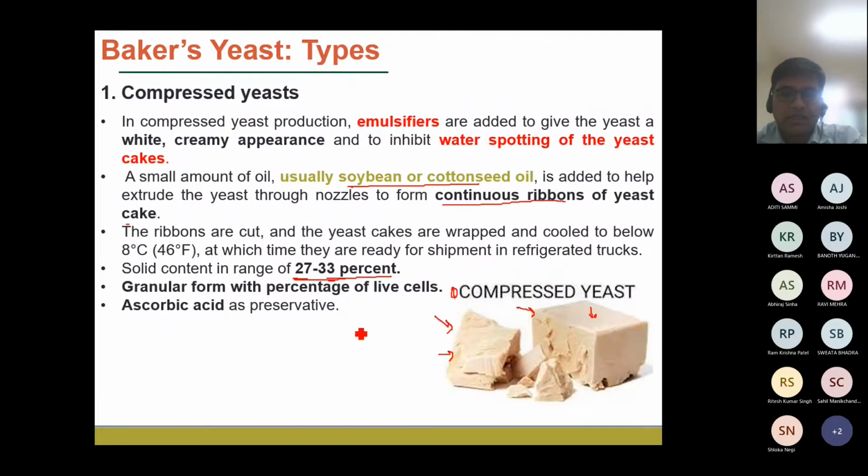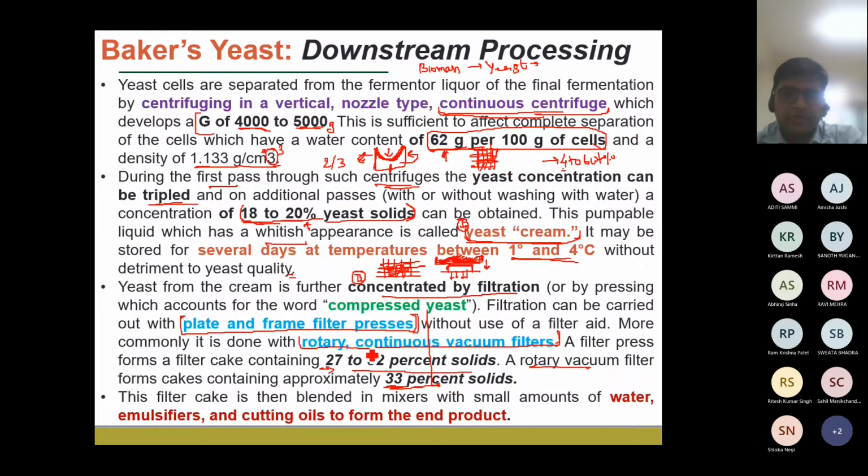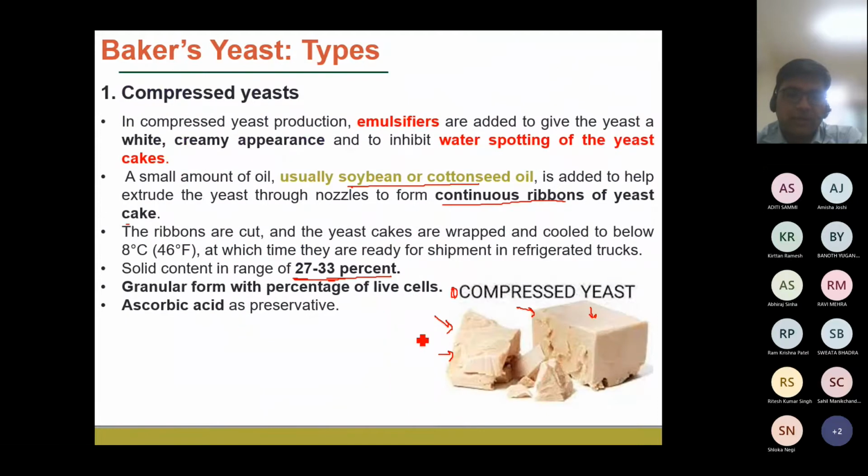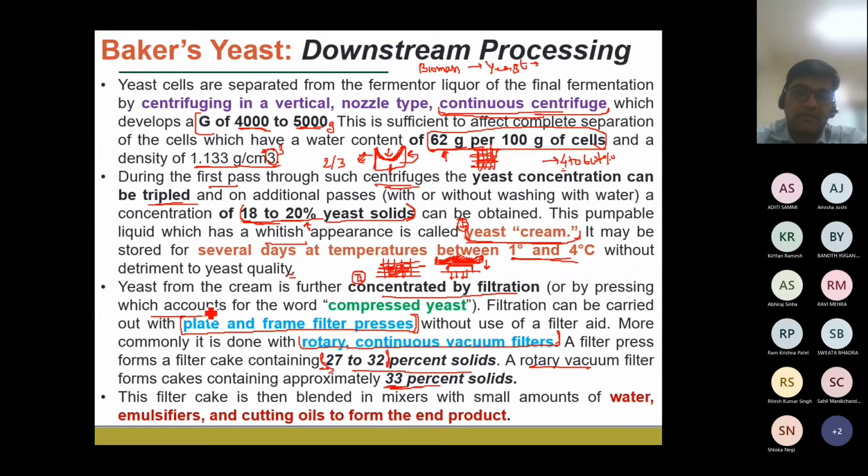So this is how compressed yeast production takes place, by the use of the plate and frame filter press, where we increase the solid concentration to 27 to 32%. For storage of this type of compressed yeast for a longer period of time, ascorbic acid is used as a preservative. Okay, so this is how we make the yeast cream, and the second product is the compressed yeast.